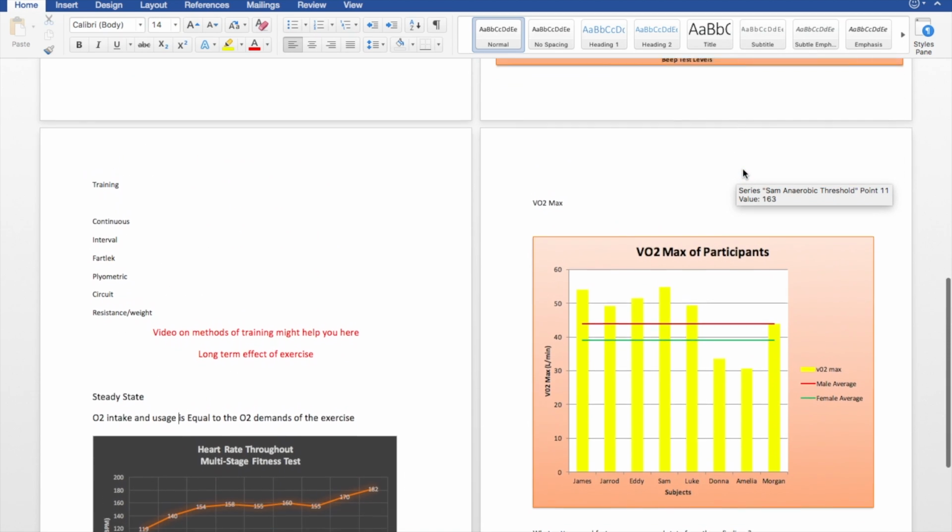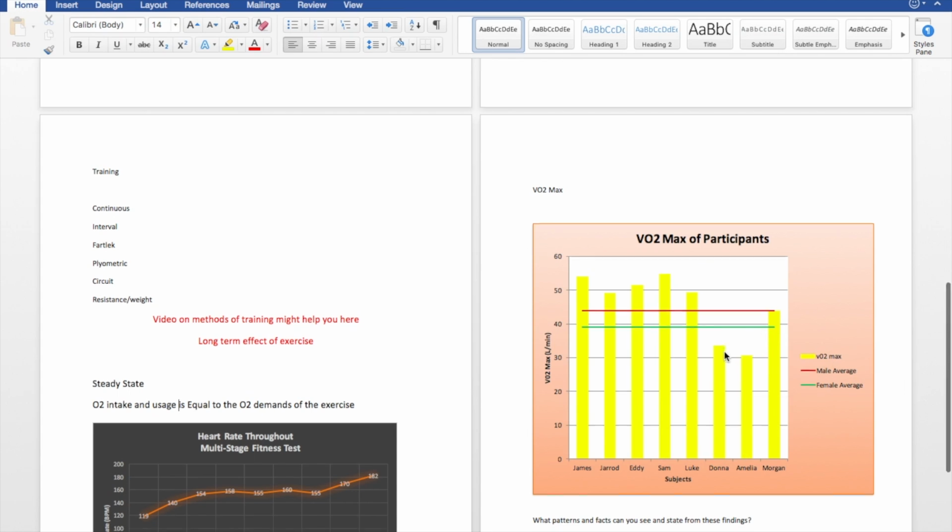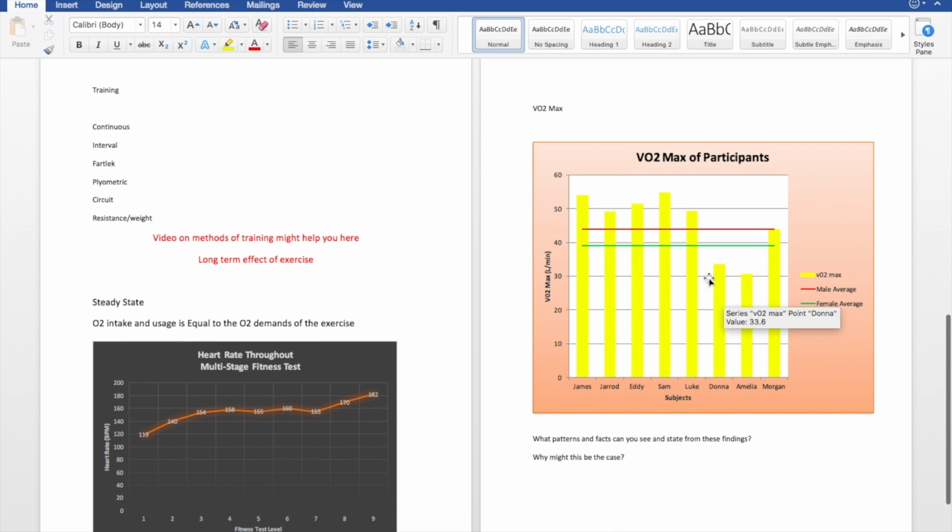Then we've got VO2 max. So the predicted VO2 maxes of each individual, we can define them again using our brianmac.demon.co.uk website that we talked about in the previous video. That's just simply a copy and paste type of activity. And then we can compare the VO2 max of the athletes and explain your findings. So what can you see here? What patterns can you see? And what facts can you pull out about these findings? And then we'll look at why might that be the case. So we're trying to explain them away.